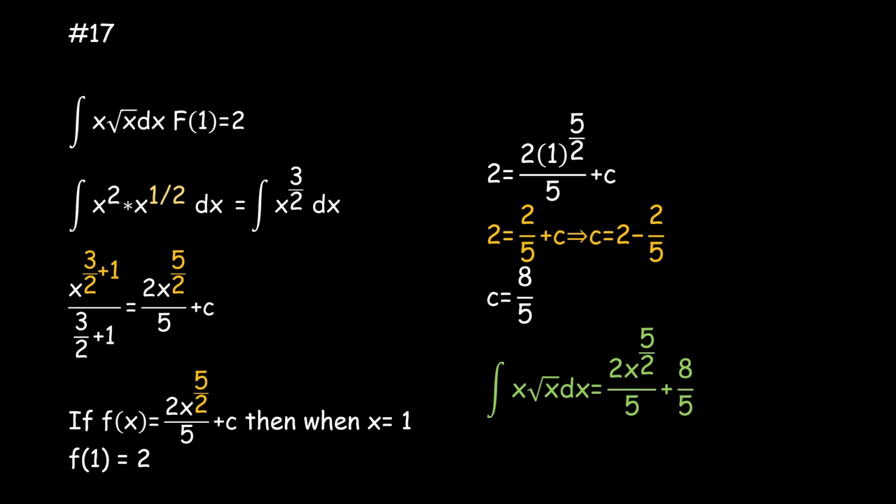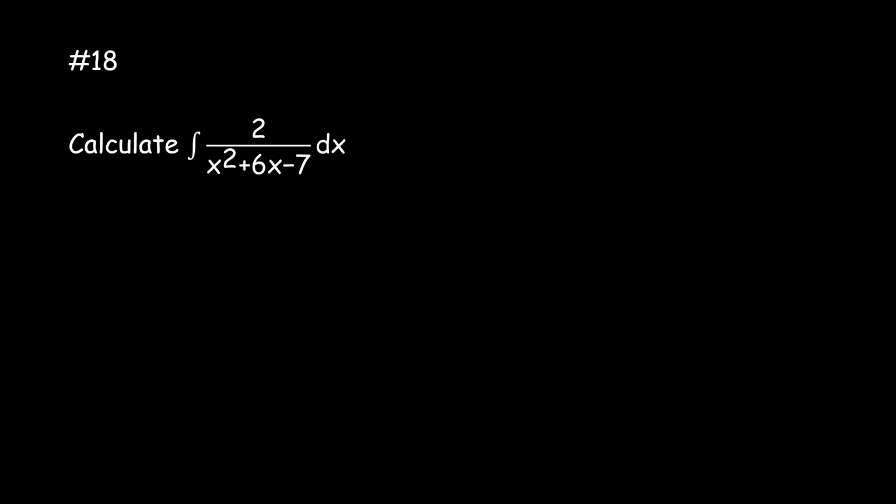Question number 18. We have to calculate the integral of 2 over x squared plus 6x minus 7. So here we have to use the notion of partial fractions. For the denominator, we can see that the quadratic can be factorized into two separate parts. So we find two numbers that will multiply to give us -7 and add to give us 6, and that would be -1 and 7.